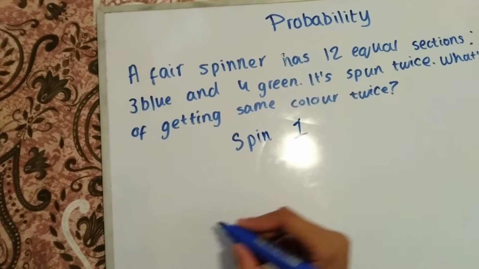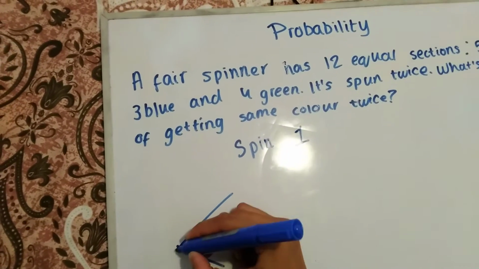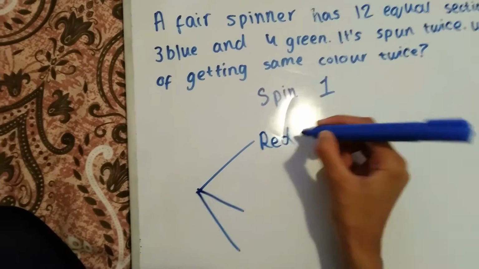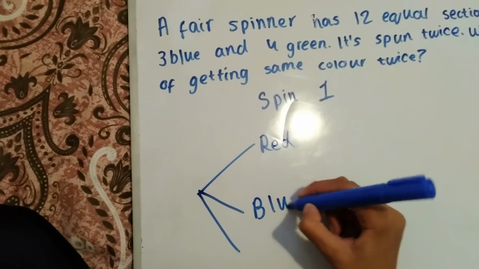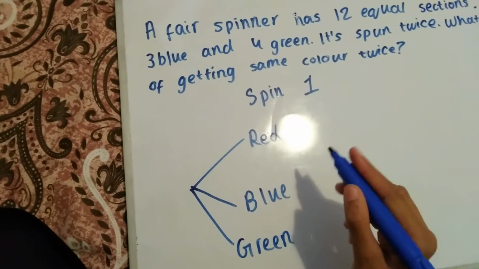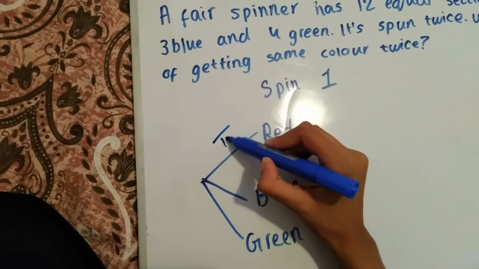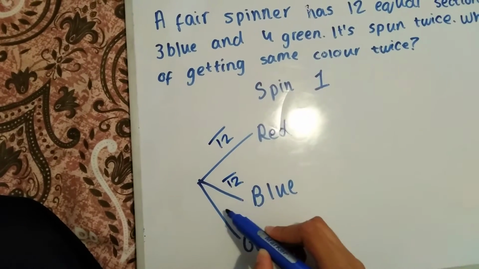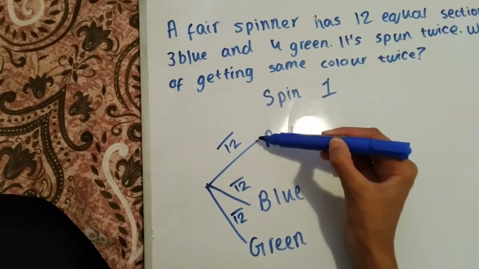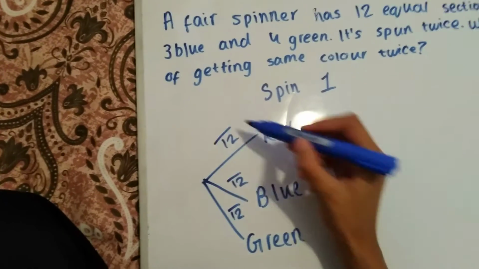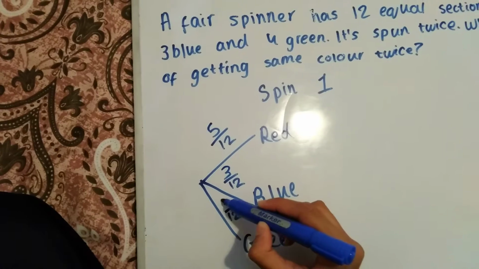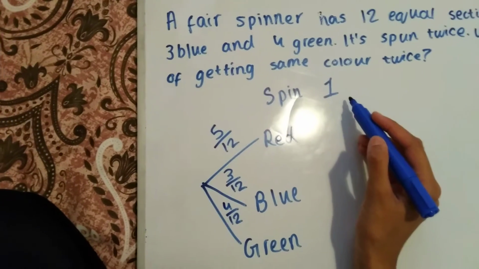So, first of all, we're going to start off with spin 1. Well, we know there are 3 possible outcomes. We can either get a red, we can get a blue, or we can get a green. Now we know that there are a total of 12 sections, so all these probabilities must be out of 12, because remember, all these branches should add up to 1. So we have 5 red, we have 3 blue, and we have 4 green. This is spin number 1.